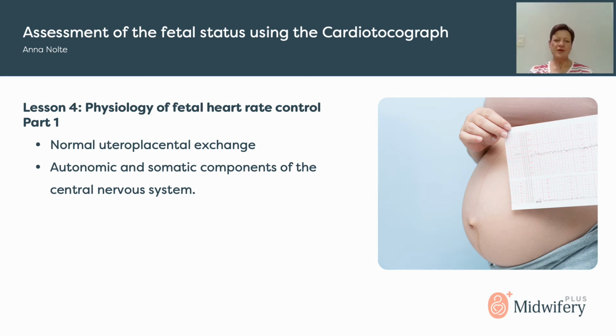Good day and a very welcome to assessment of the fetal status using the cardiotocograph. Today we're going to do lesson 4, both parts of which cover the physiology of fetal heart rate control. The first part will be on the uteroplacental exchange and the autonomic and somatic components of the central nervous system. The second part will be on the baroreceptors and the chemoreceptors, the adrenal glands, and some other factors that also influence the fetal heart.